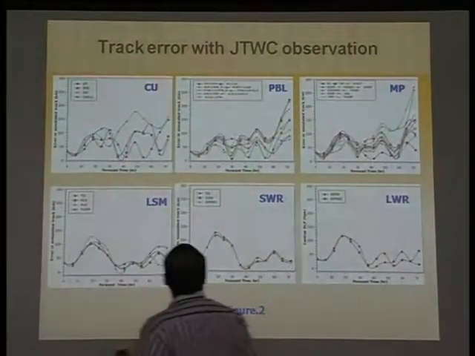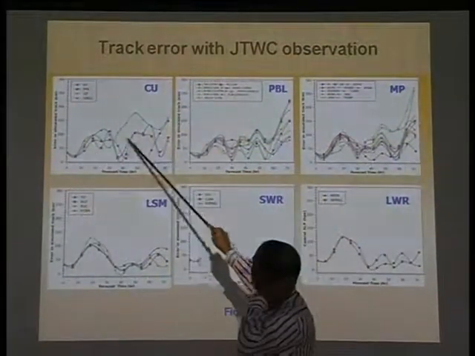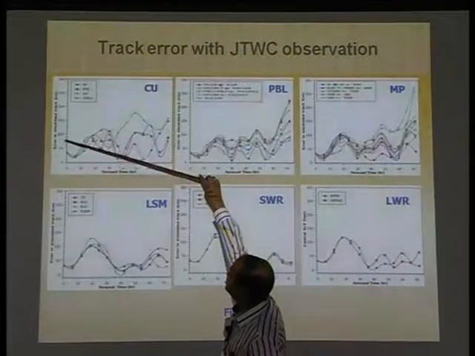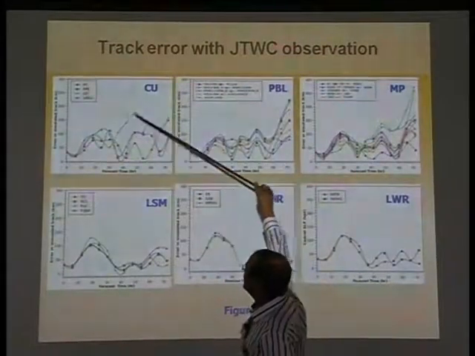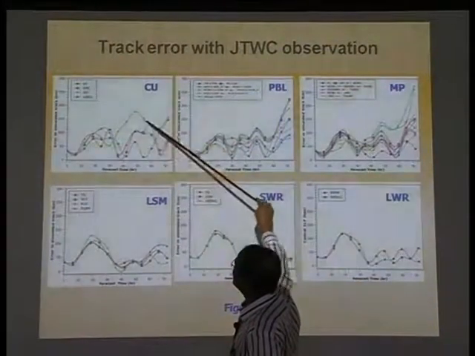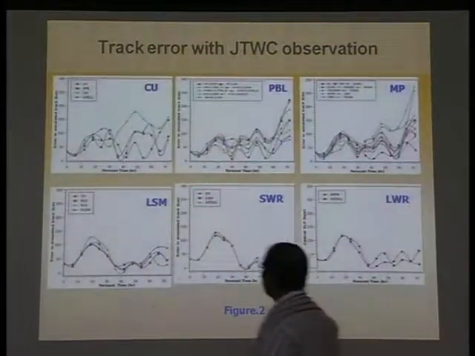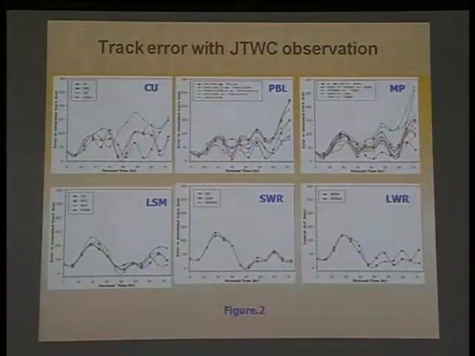So if you look at the track error with JTWC observations, you can see that the track errors are going like this. The same thing remains. You can see that most of the errors, if you're looking at a forecast time of 48 hours, are somewhere around 100 to 150 kilometers. These are the various schemes and the predictions with various schemes.